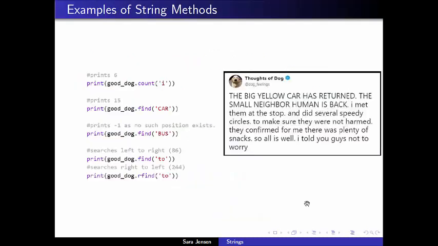As a running example, I would like to think about the tweet that we have here from the thoughts of dog as being held in the contents of the string variable good dog. Implementing some of those first methods mentioned on the previous slide, we may want to count the number of times that the letter I occurs in this string. If I were to call the count method with this argument on good dog, it is going to give us an output of 6. Let's highlight where those 6 occurrences of this string are occurring.